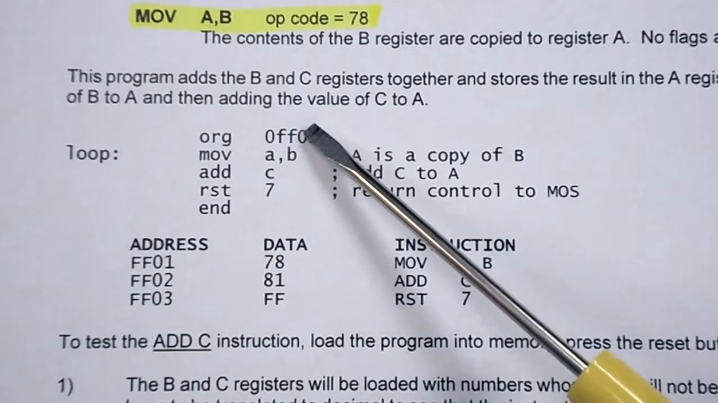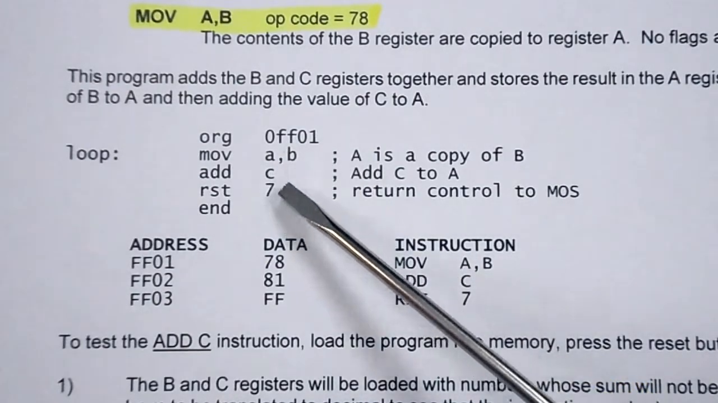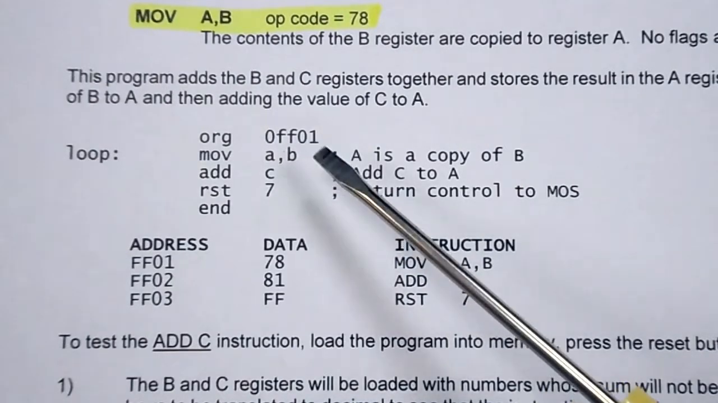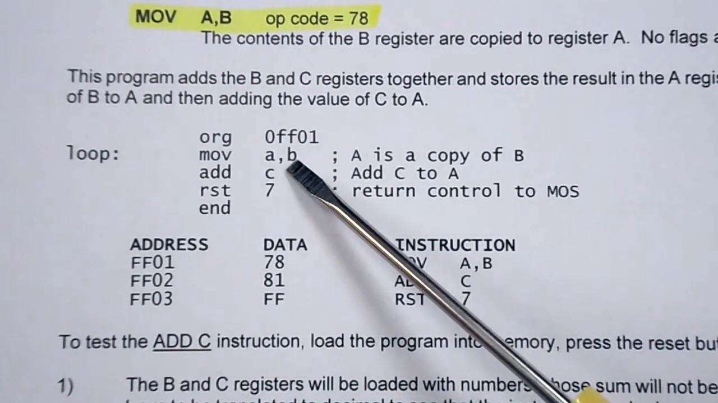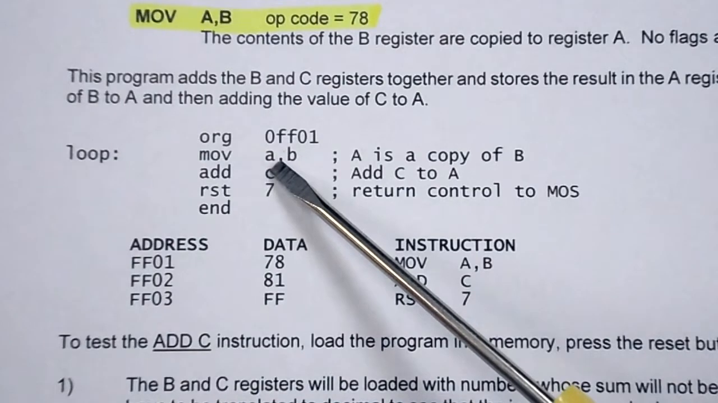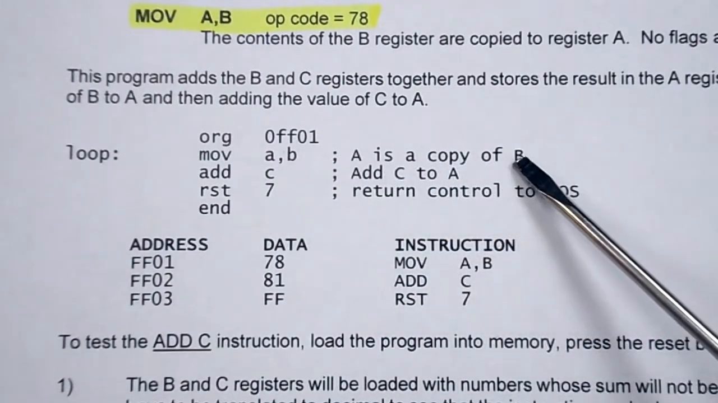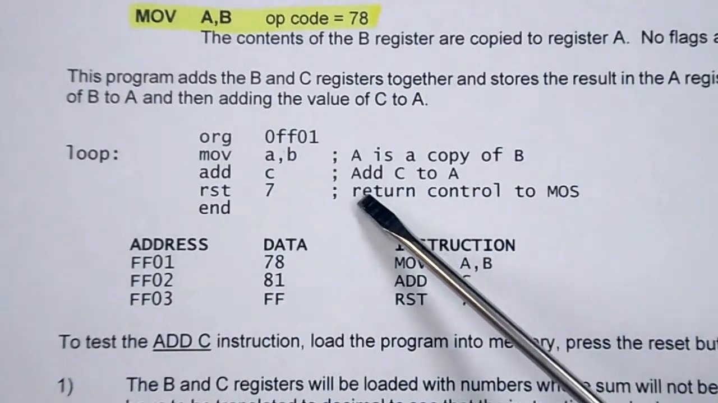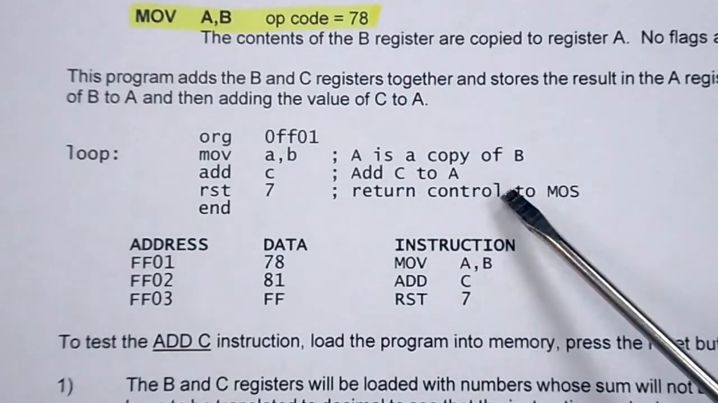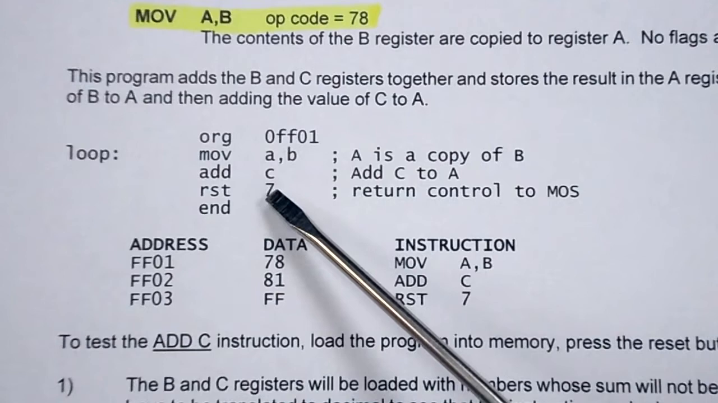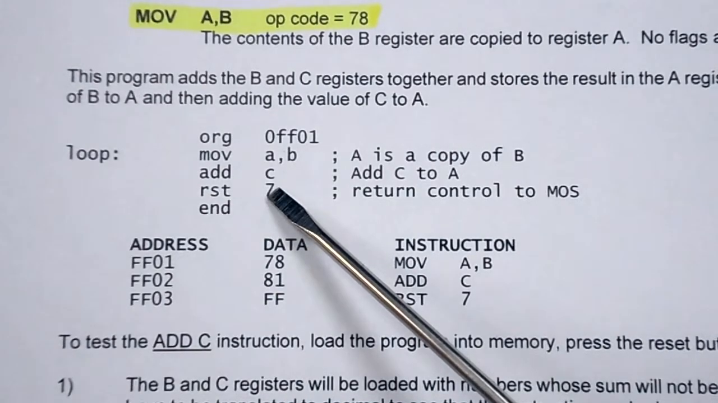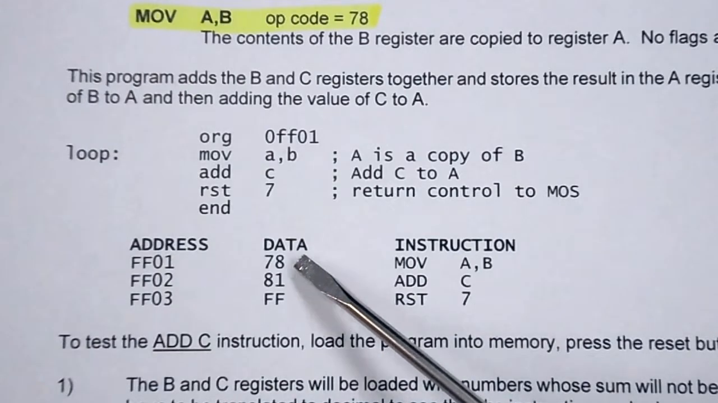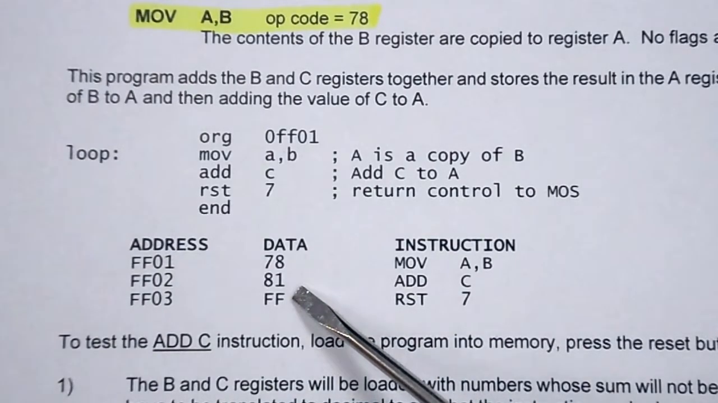So they've given us the assembly language listing, and once again we're going to start at address FF01. We're going to move B into A. So now A is a copy of B. We're going to add C to A, and then we're going to return control to the monitor operating system with the restart 7 command. You can see that they've given us the opcodes 78, 81, and FF.